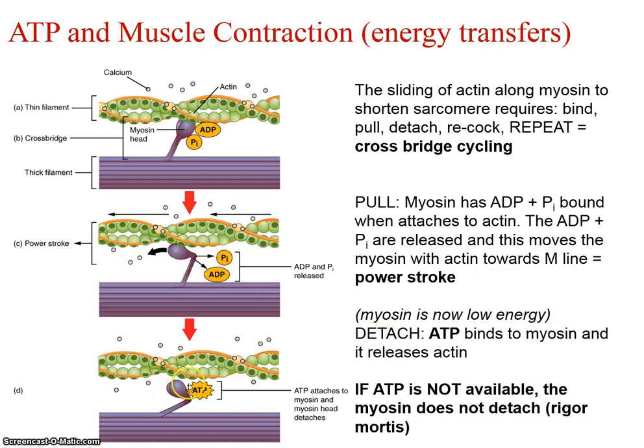Myosin is now considered low energy, because there are no associated molecules with it. So to detach it, we add ATP. So it comes off. ATP binds, and this pulls the head off, so it releases from the actin. If ATP is not available, the myosin does not detach, and of course this is what happens after death, post-mortem rigor mortis, why you stay in a contractile state. Yeah, go figure.